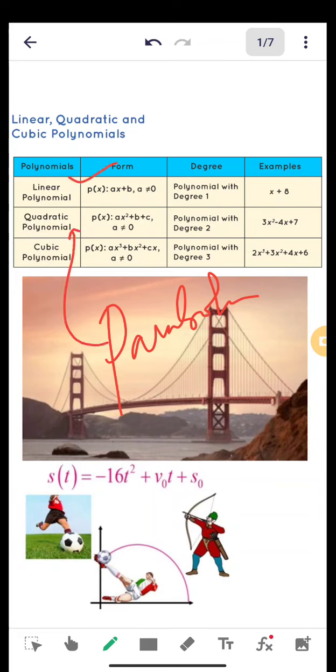For linear polynomials we get a linear graph, a straight line. For quadratic equations we get a parabola. We are not going to discuss the graphs in this chapter. We are going to solve some situational questions based on quadratic equations. So let's begin with the chapter.